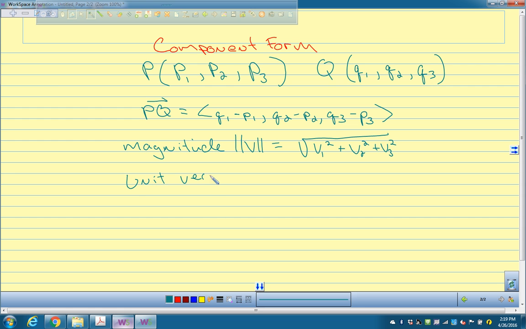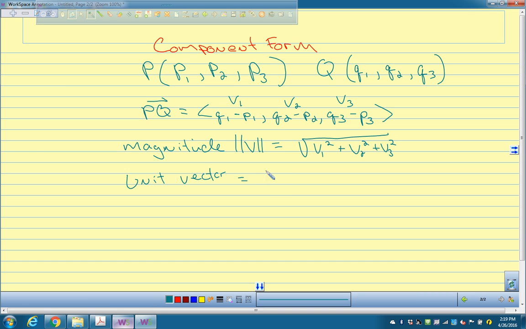A unit vector, you guys remember what a unit vector is? Anyone remember? Go ahead, Mitch. I actually have a question. So q1 minus p1 would be equivalent to v1, q2 minus p2 would be v2, and q3 minus p3 would be v3. Very good, that's correct. The unit vector, you guys don't remember? You just divide it by the magnitude.